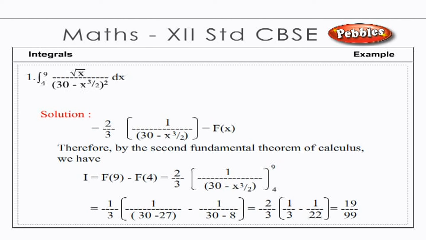Therefore, by the second fundamental theorem of calculus, we have I is equal to f of 9 minus f of 4, which is equal to 2 by 3 into 1 by (30 minus x^(3/2)), where the lower limit is 4 and the upper limit is 9, is equal to 2 by 3 into [1 by (30 minus 27) minus 1 by (30 minus 8)], which is equal to 2 by 3 into [1 by 3 minus 1 by 22], which is equal to 19 by 99.